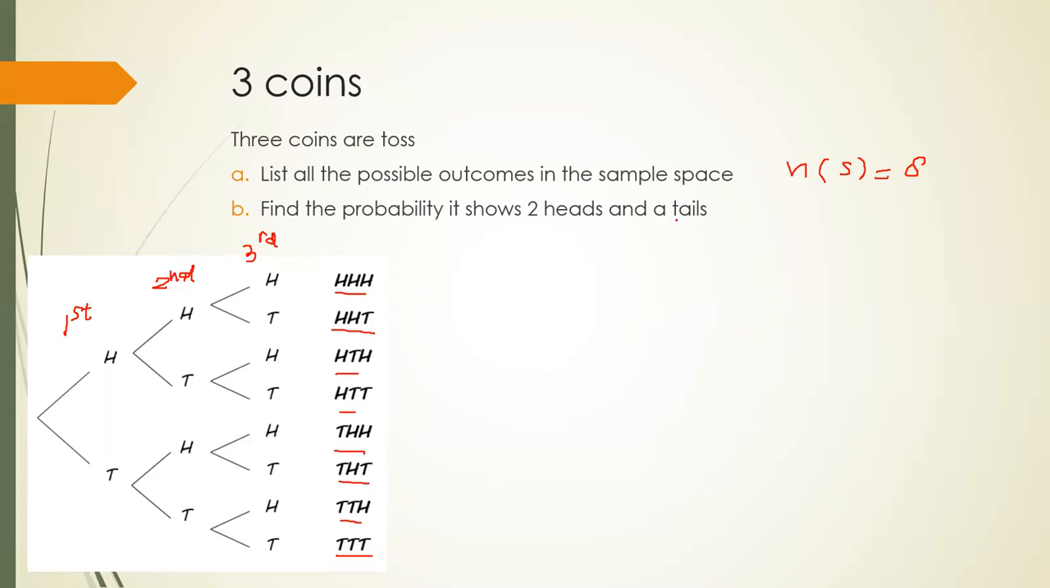So two heads and a tail, two H and one T. This one. I'm going to use another color. Two H and one T: this one, this one, and this one. 2H1T, okay, 1, 2, 3. So n(2H, 1T) equals 3. So the probability of 2H and 1T equals 3, the formula first.